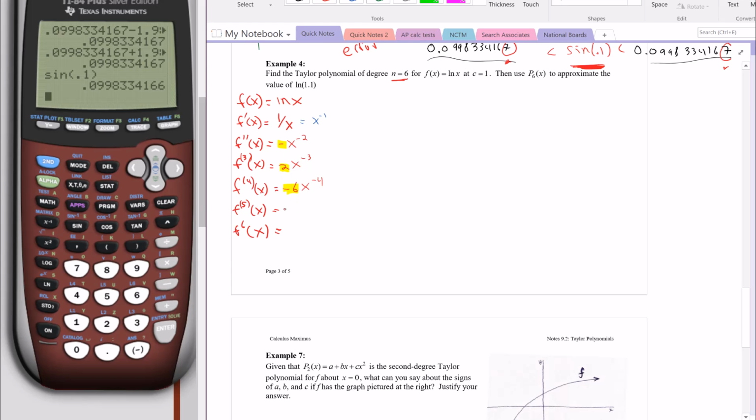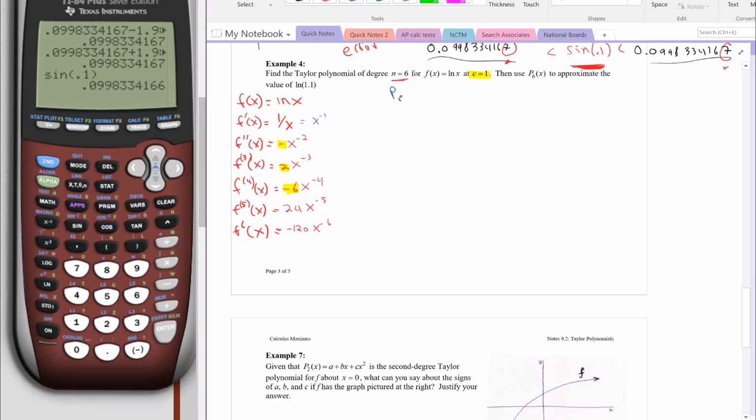The next one is positive 24x to the negative 5. 24 is 4 factorial. And then we get negative 120x to the negative 6, right? And our goal is to evaluate all of these at the center. We need to find them at the center. Maybe it's helpful if I just write this out real quick. I'm not going to write the whole thing, but I'll write a few of them, right?